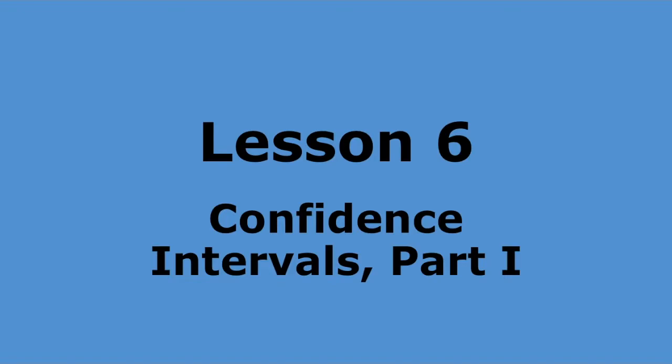This is the first of two lessons on the topic of confidence intervals. Last week, you learned how to construct a sampling distribution when population parameters were known. This week, you're going to learn how to construct sampling distributions when population parameters are not available. In other words, in cases where you only have sample statistics or sample data. Let's start by reviewing what you learned about confidence intervals last week.